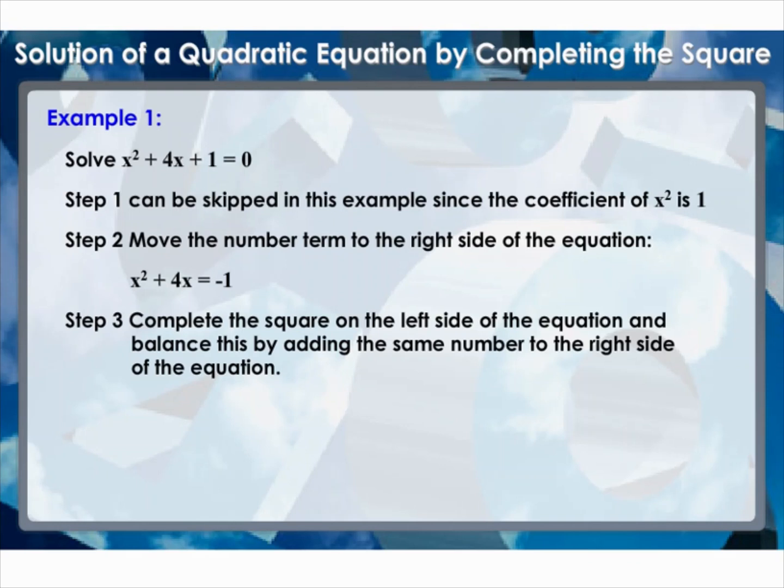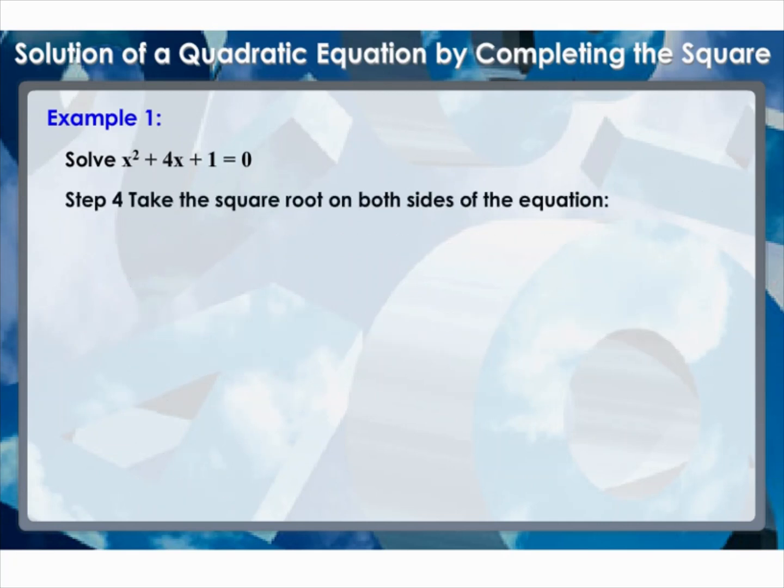Step 3. Complete the square on the left side of the equation and balance this by adding the same number to the right side of the equation. (b by 2) the whole square is equal to (4 by 2) the whole square is equal to 2 square, that's equal to 4. X squared plus 4x plus 4 is equal to minus 1 plus 4. (X plus 2) the whole square is equal to 3.